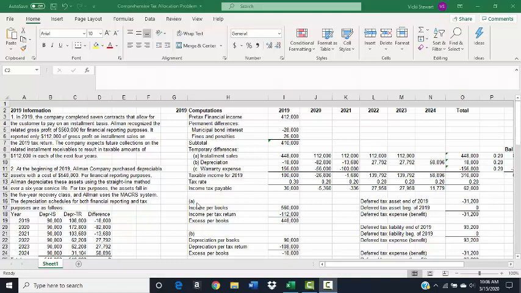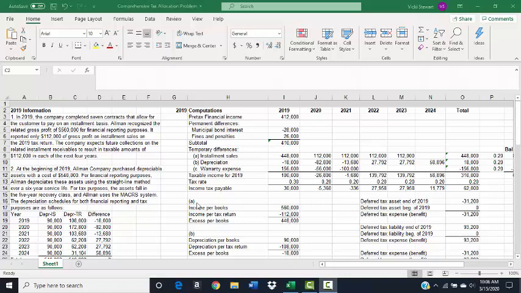This is a demonstration of the comprehensive tax allocation problem for Chapter 19. I'm going to split this demonstration into two videos, one for the first year, 2019, and then I'll do a second video for 2020 so it doesn't get quite so long.